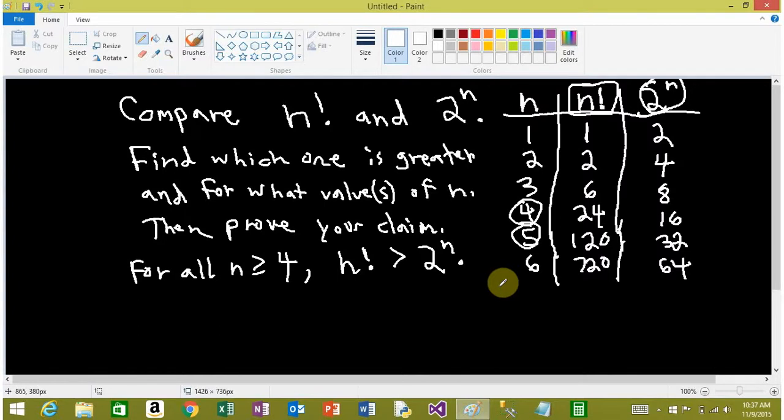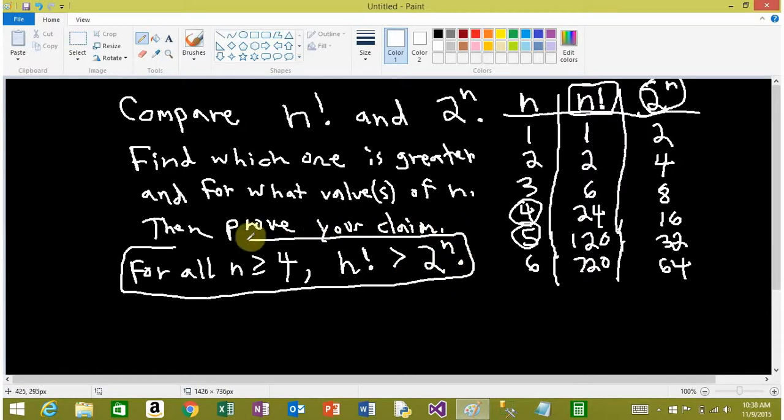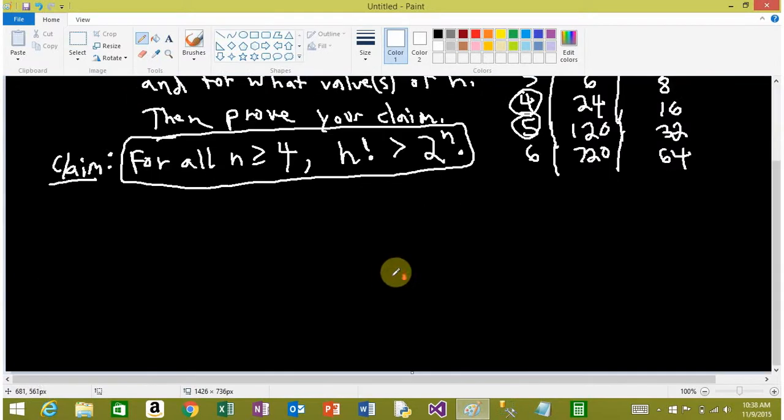But to know for certain that it's a true statement, we need to write a proof to show why it's true. And that's when we're going to use proof by induction. We're going to use proof by induction to prove this claim. So this is our claim right here. So let's prove the statement.